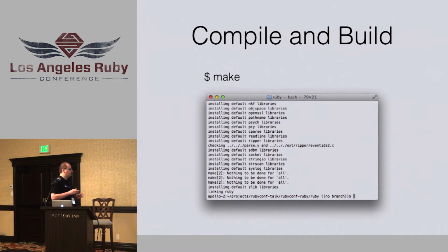Once you have your source code configured, the next thing you have to do is build it. So you just run make, which is just like running rake. And this will actually compile all the sources, and will also link them and build libraries. In the build folder, you will actually be able to find the Ruby binary now.